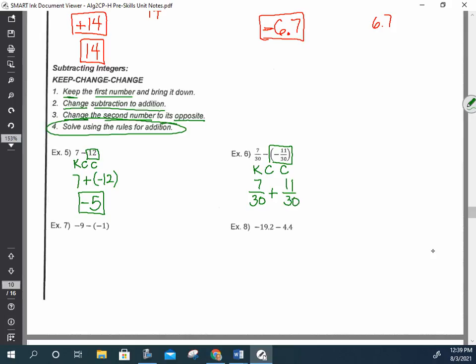So again, just because it was fractions doesn't change how you solve the problem. The denominator is the same. So keep the denominator, add the numerators up. 18 over 30. Both of those you can divide by 6. So you get 3 over 5.